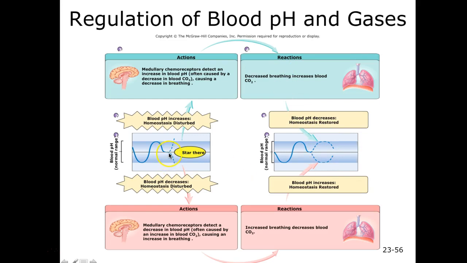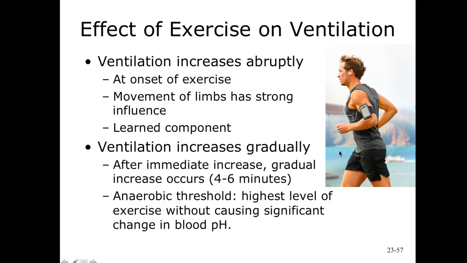Now if we get pH to decrease or become more acidic, that homeostasis once again is disturbed, and the chemoreceptors in the medulla will sense the decrease in pH, and that's usually caused by an increase in the blood carbon dioxide, and that causes us to hyperventilate or increase our breathing. That increased breathing will decrease our blood carbon dioxide and will move that pH back up to homeostasis.